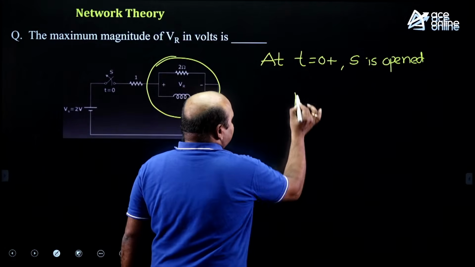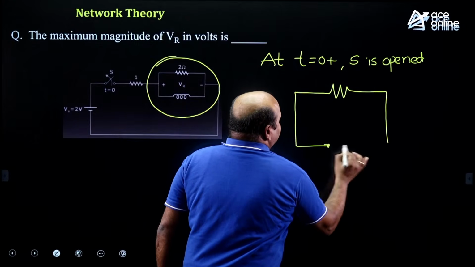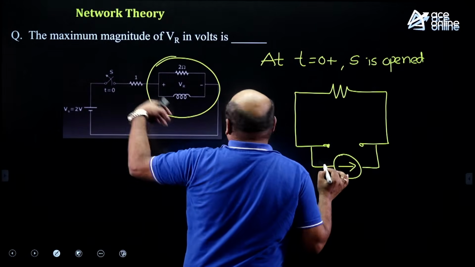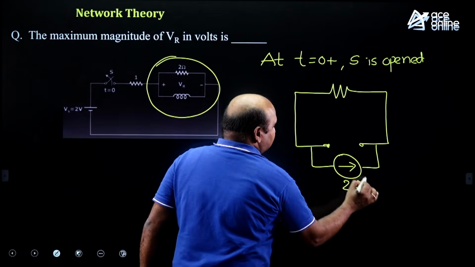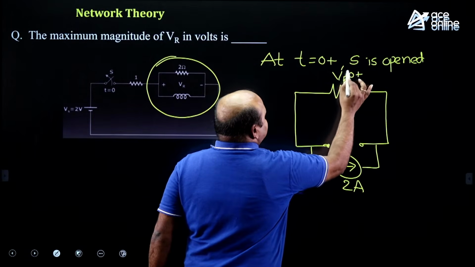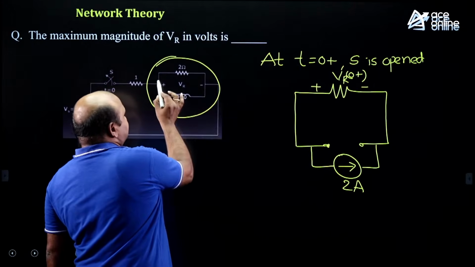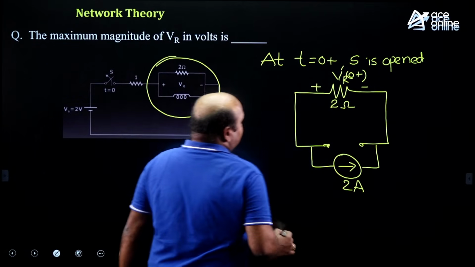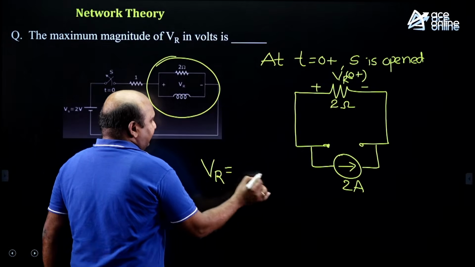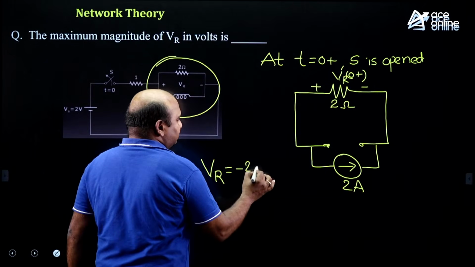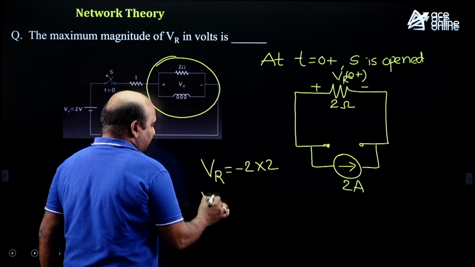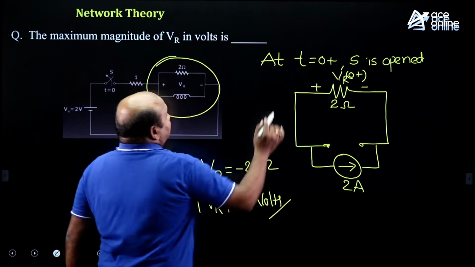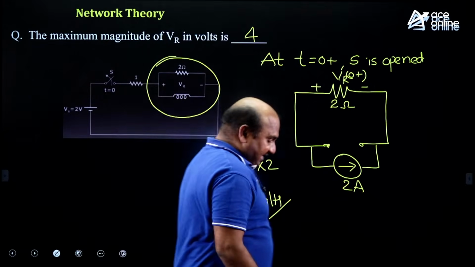Now under that condition, the inductor is an open circuit with a parallel current source. The direction of the current source can be obtained from the history value. Here 2 amperes current is passing through. Here this is VR at 0 plus. As per the given polarities of VR, this is positive and this is negative. Here a 2 ohm resistance is there. As per the direction of the initial current of the inductor, I can say minus 2 times 2. But the question asks for the magnitude, so VR magnitude I can take as 4 volts. The answer you have to type is 4.